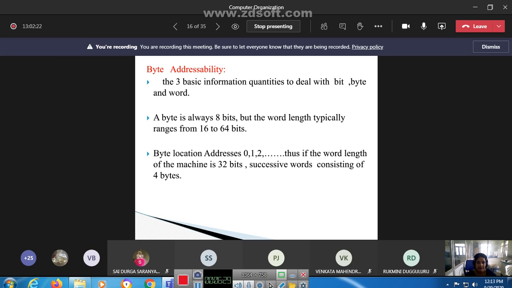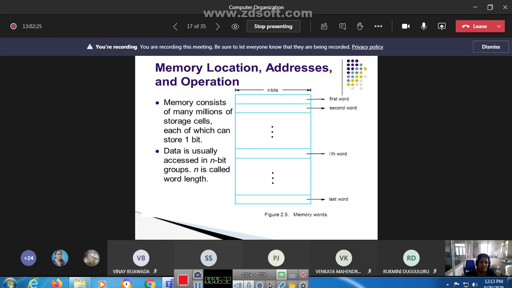So this is the diagram, the image of the memory location, address, bytes and operations. Already I told that this is the memory. In this memory we are assigning the words. This memory consists of many millions of storage cells, each of which can store 1 bit. Data is usually accessed in n-bit groups. N is called the word length.